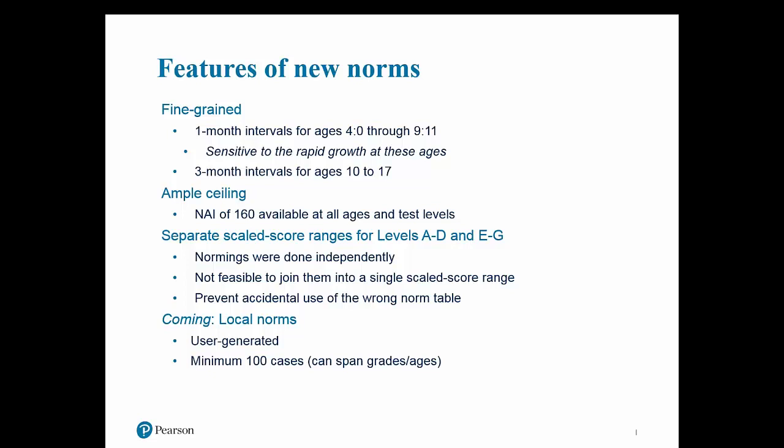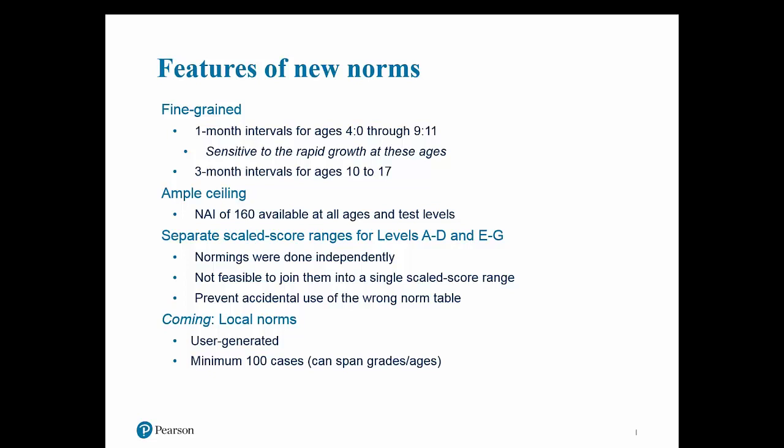Finally, something that we're very excited about is that within the next several months, NNAT 3 will provide a user-controlled ability to create local norms. It will require a minimum of 100 cases, but these cases can span several ages or grades, or can span several years of time. In other words, could include fifth graders across several different school years.